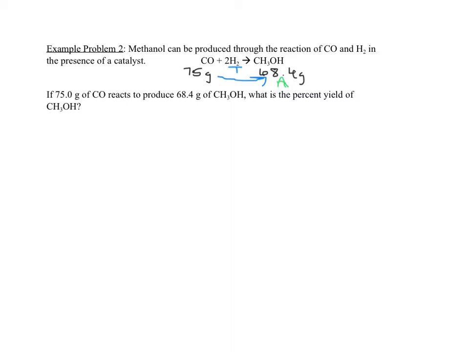So I'm going to start off with my 75 grams. And you might be wondering, what should we convert it to? Well, if our actual is CH3OH, that means that's what we're going to have to convert our theoretical yield into, because we have to be comparing the same thing.